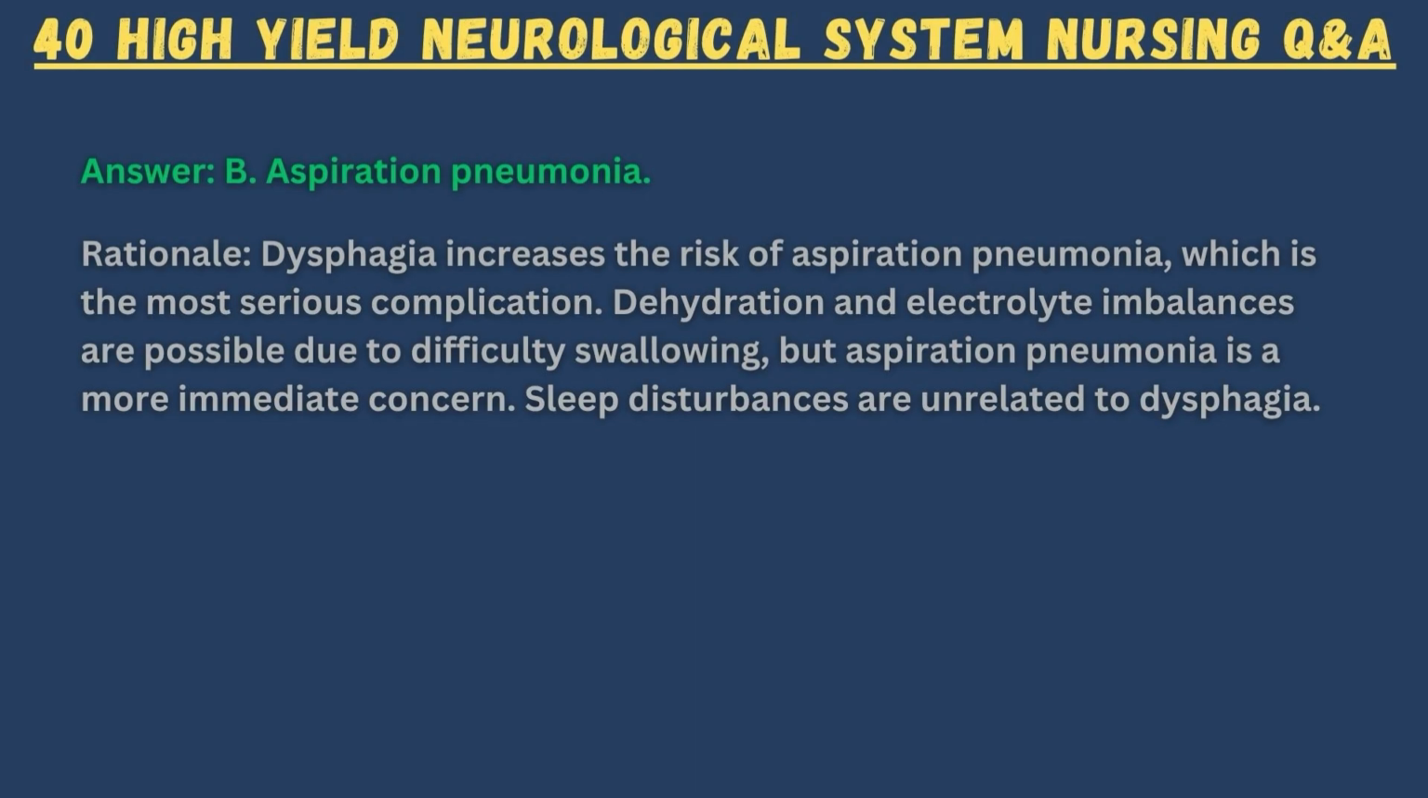Answer: B. Aspiration pneumonia. Rationale: dysphagia increases the risk of aspiration pneumonia, which is the most serious complication. Dehydration and electrolyte imbalances are possible due to difficulty swallowing, but aspiration pneumonia is a more immediate concern. Sleep disturbances are unrelated to dysphagia.